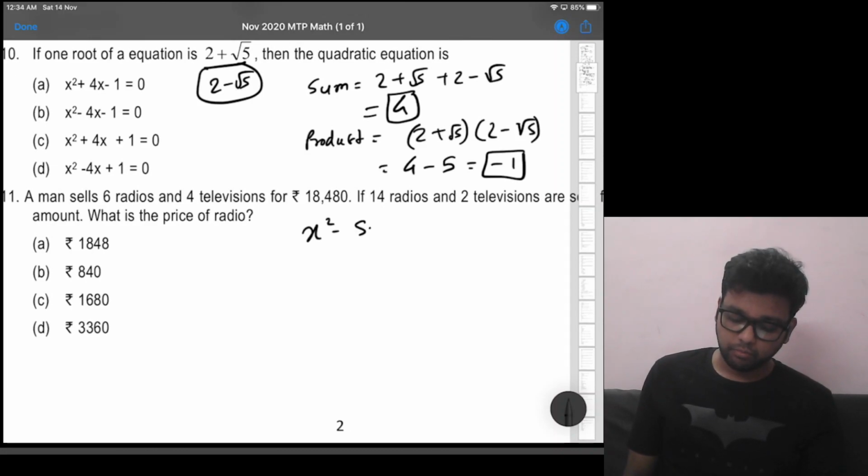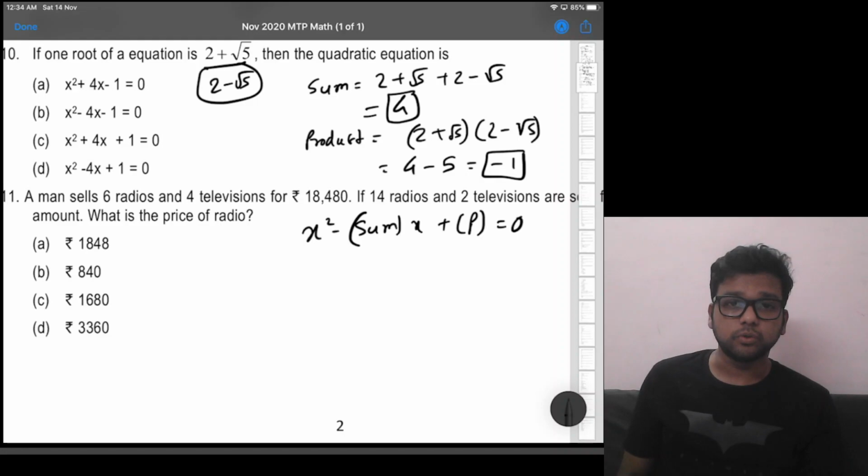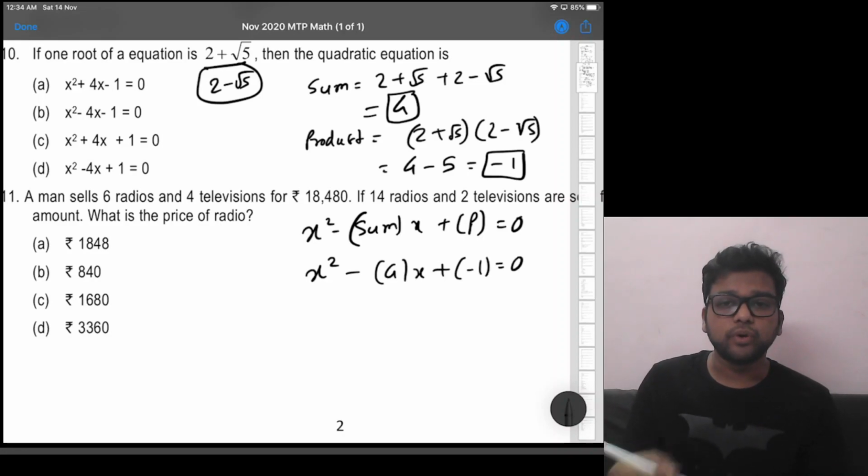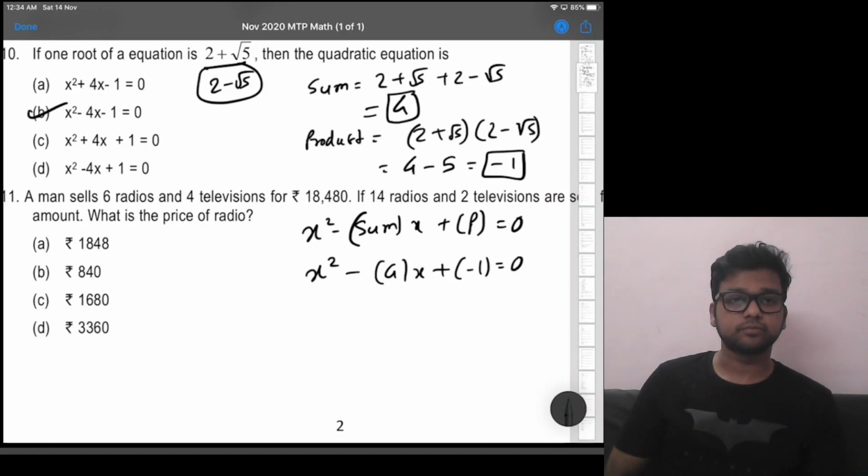x square minus sum of roots into x plus product of roots is equal to 0, right? So it will be x square minus 4x plus minus 1 is equal to 0. So x square minus 4x minus 1 is equal to 0. Option B will be the correct answer.